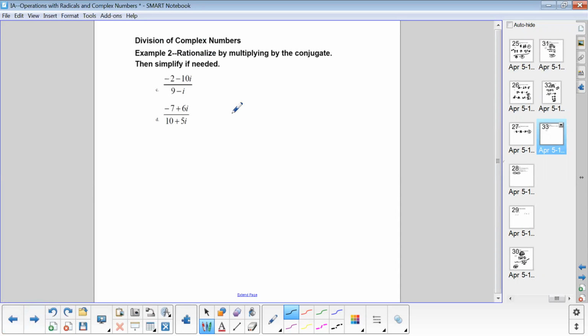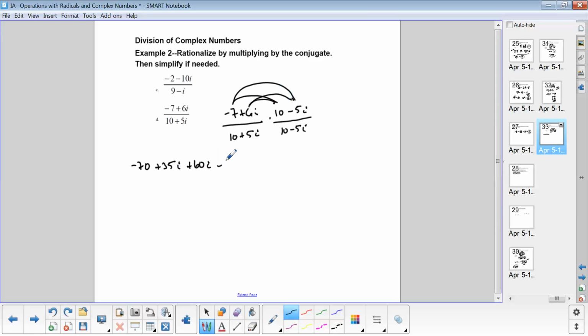And then the last one is we'd say -7 plus 6i divided by 10 plus 5i. So the conjugate would be 10 minus 5i, 10 minus 5i. So then we would just multiply. So this would be -70. And this would be a positive 35i. And this would be positive 60i. And this would be negative 30i squared.